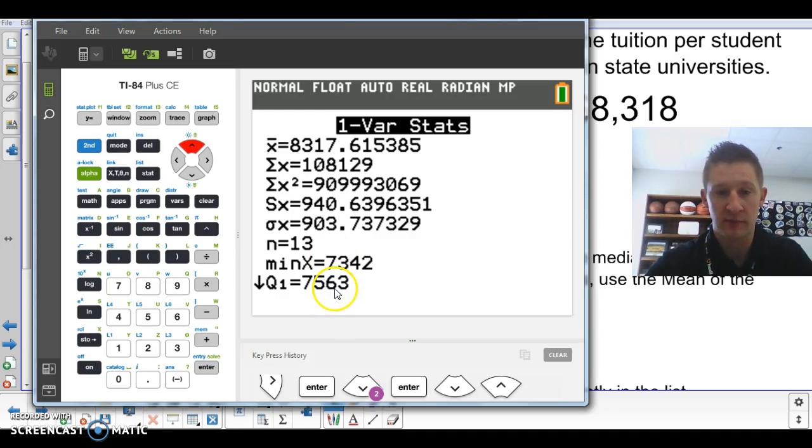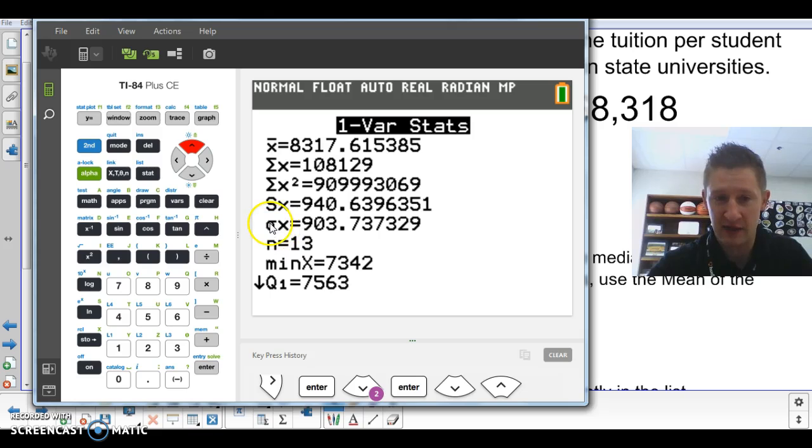So if I were to pull up my calculator again, there's a lot of stuff going on here. So quick explanation of some of these things. Sigma x, if you remember, sigma is our summation symbol that we learned about in a previous unit. So that means here's the sum of all the numbers in the data. So how much money would you spend to go to all 13 schools at the same time? It'd be about $108,000. Sigma x squared, take that number squared, here you go. Sx is a deviation thing that we won't use.